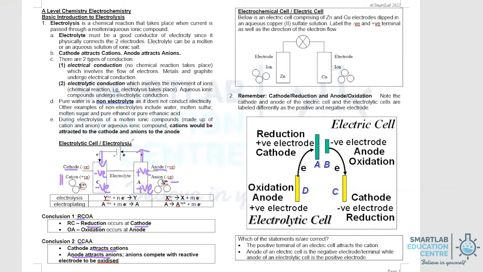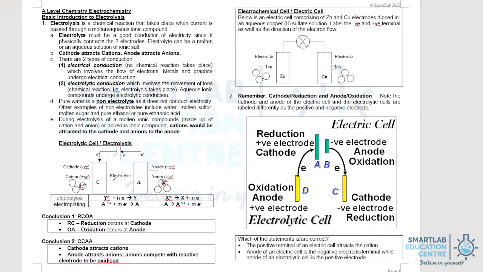Alternatively, we can look at the electron flow. Given that the electron will be lost by the electrode to the positive terminal of the battery, we can conclude that oxidation has occurred, and using RCOA, where oxidation occurs at the anode, we also arrive at the conclusion that the electrode is an anode.